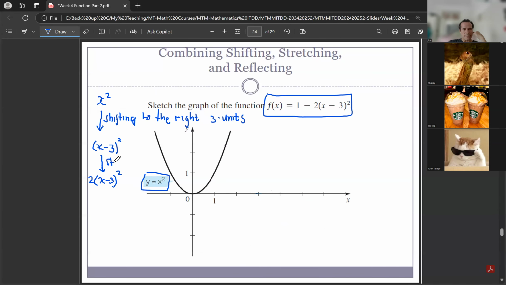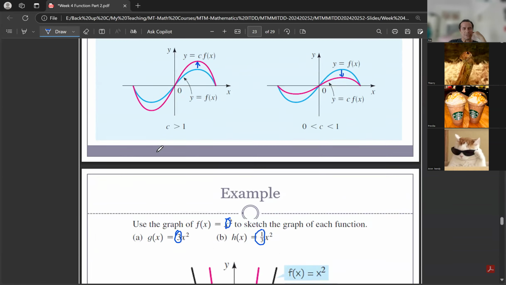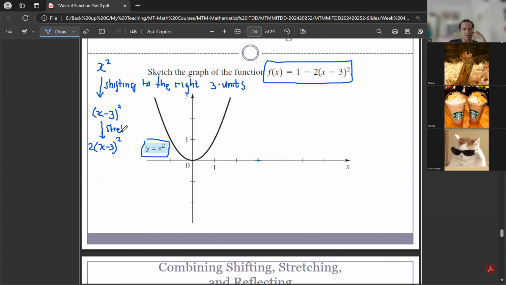Stretch vertically. I make it short. Stretch vertically by a factor of 2. So this is what happened in the second step.